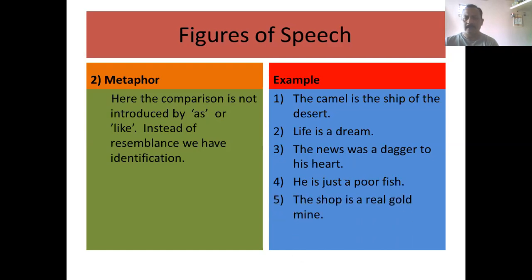And the last example, the shop is the real gold mine. Here, shop and the gold mine are compared. The shop is directly called a gold mine. So, in these examples, you will find that one thing is compared with another, but here not as or like is used. Instead of that, direct identification is there. Then it is called metaphor. So here the comparison is not introduced by as or like. Instead of resemblance, we have direct identification. This is what we have learned about metaphor.